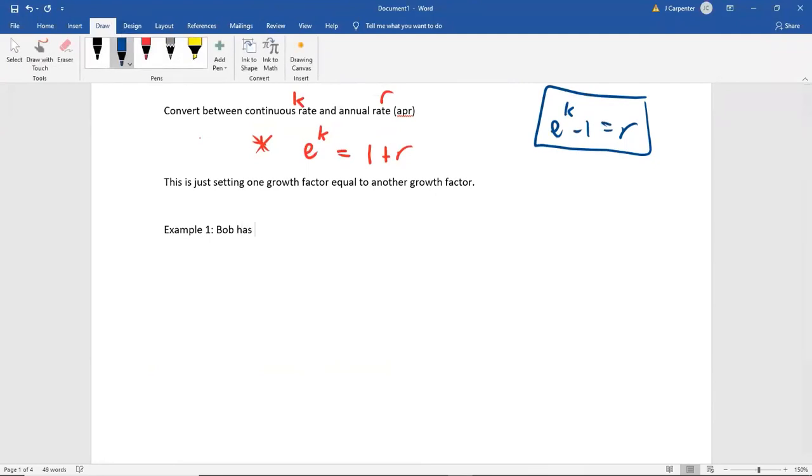Bob has $45,000 currently. He invested some money to an account that compounds interest quarterly, earning 3%.